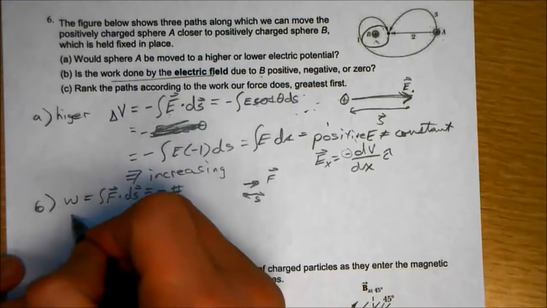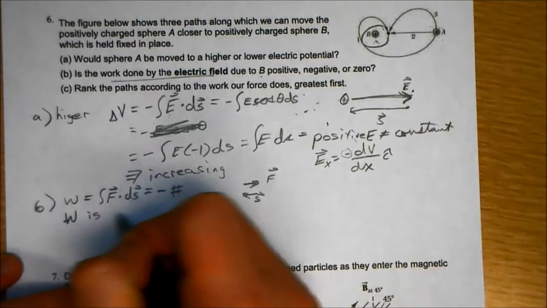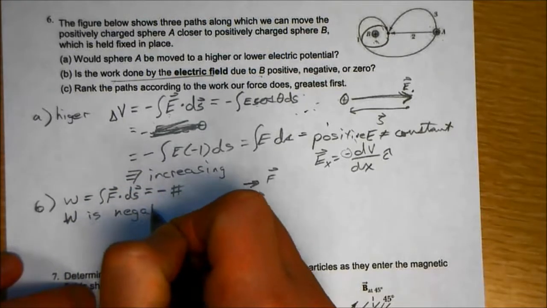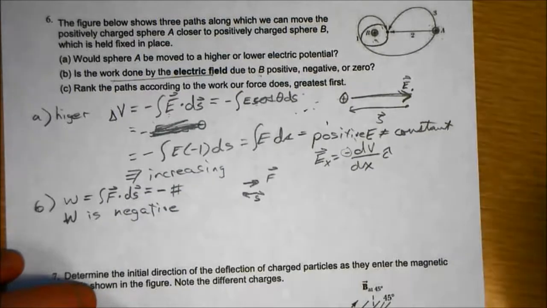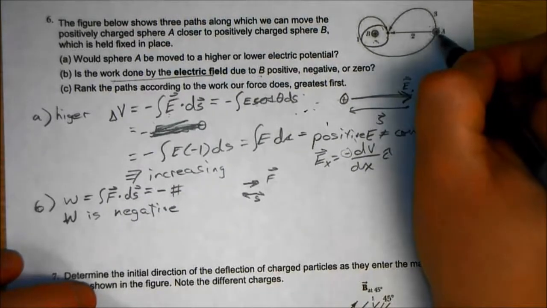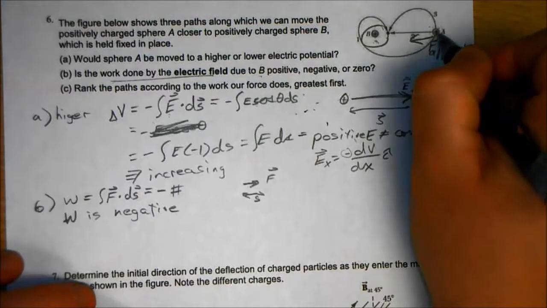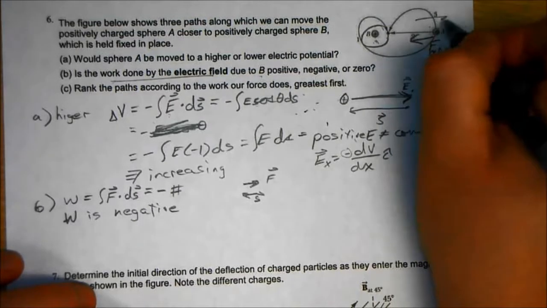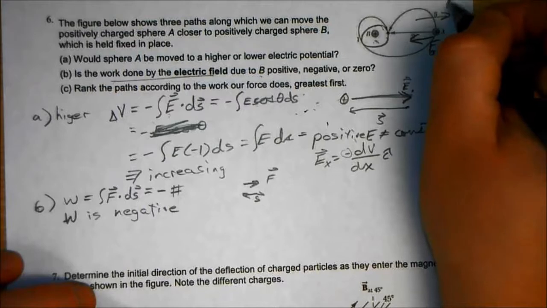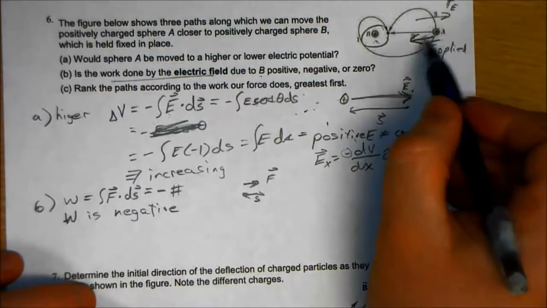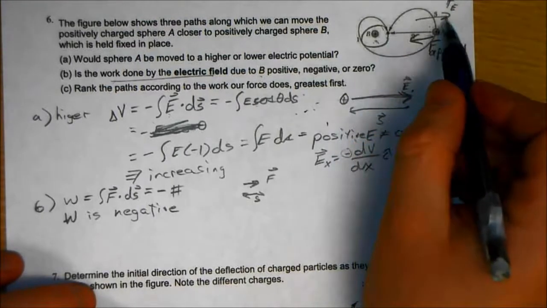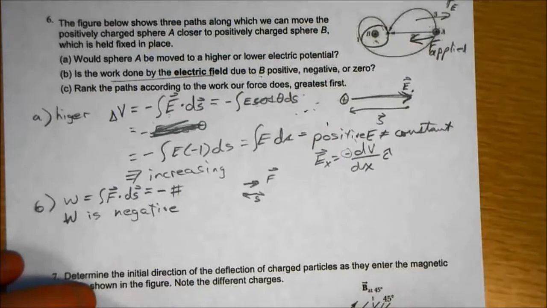The work is negative. What does this mean physically? It means that to get this charge from here to here, some outside force, I'll call it force applied, has to work on this charge against the electric force in order to move it over here. So that means the electric force does negative work.